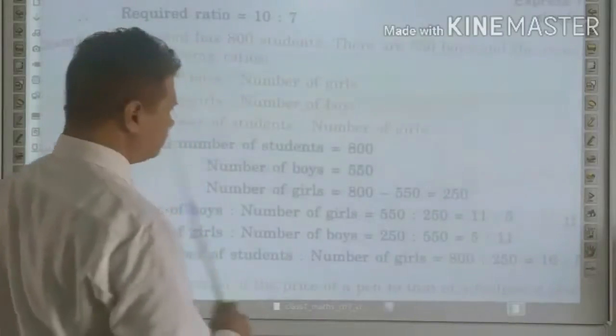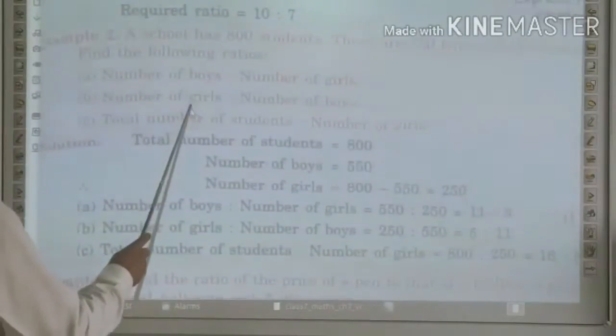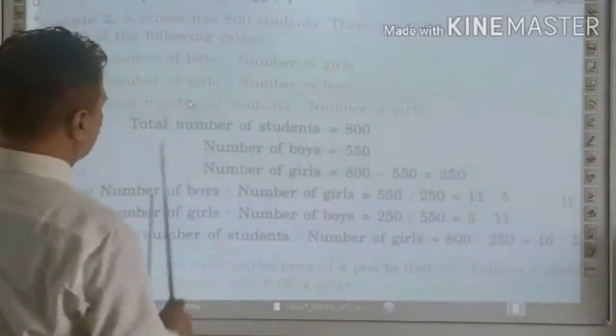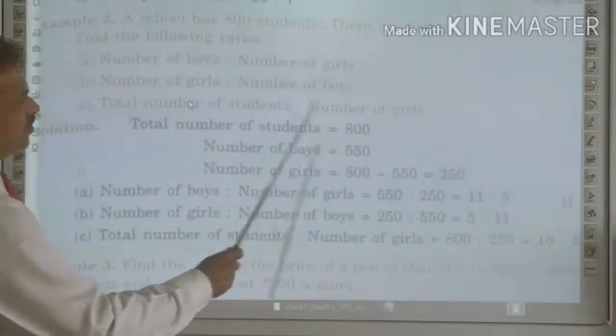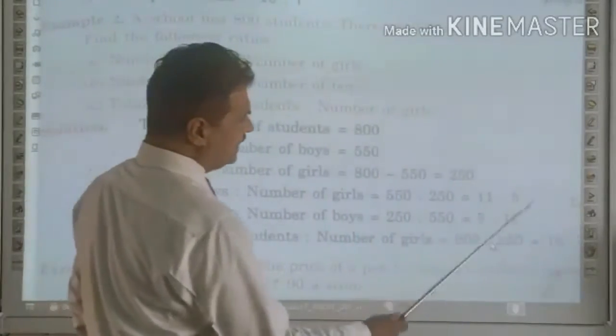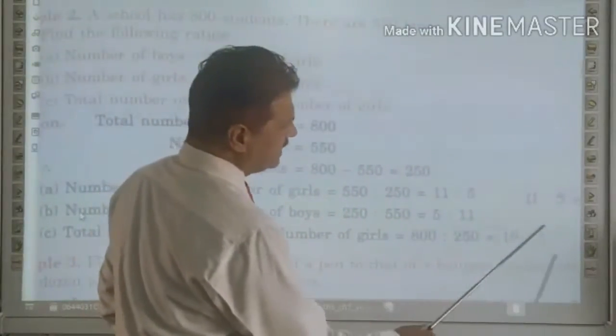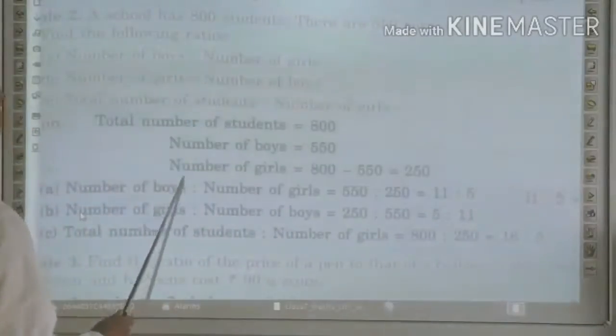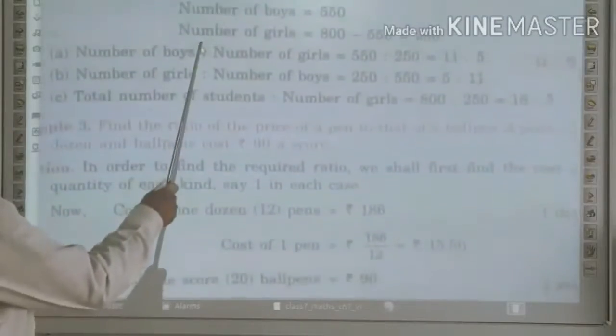Okay. Now the third question is the ratio of the total number of students to the number of girls. Total number of students is 800. Number of girls is 250. 800 ratio 250 is 16:5. So our question number 2 is completed. Now the third question.